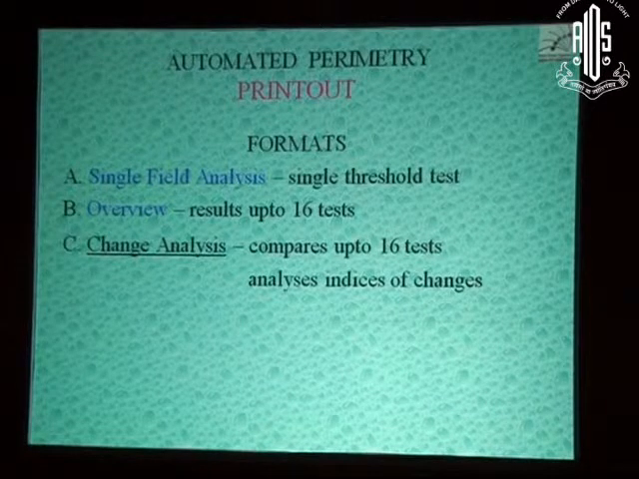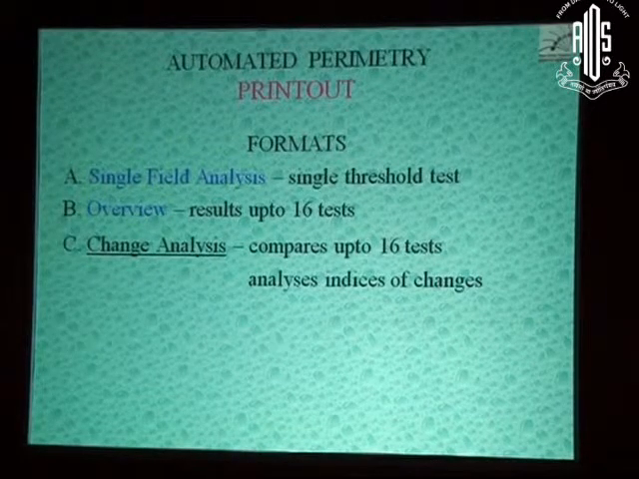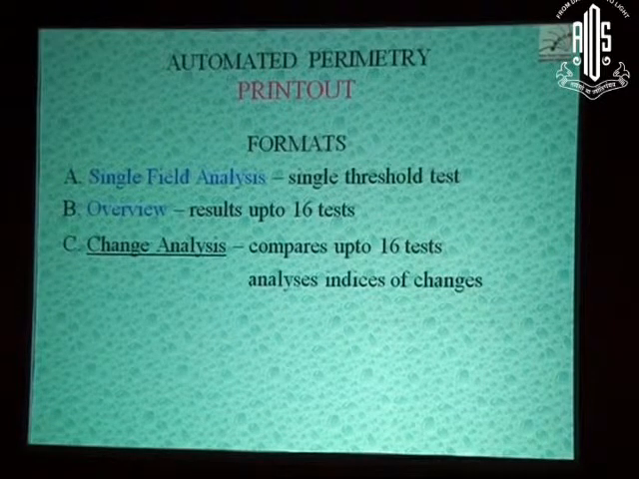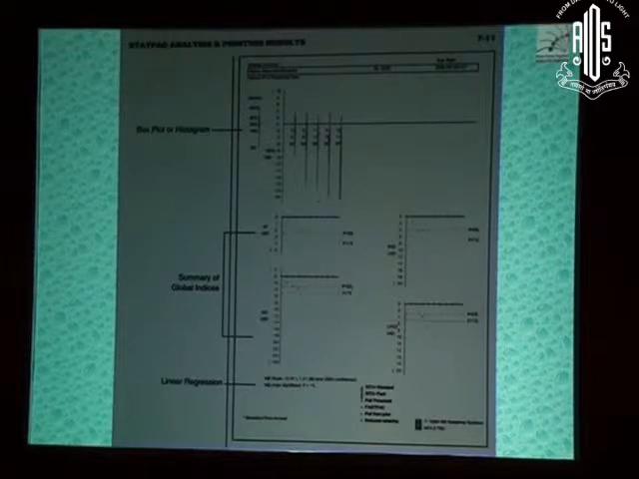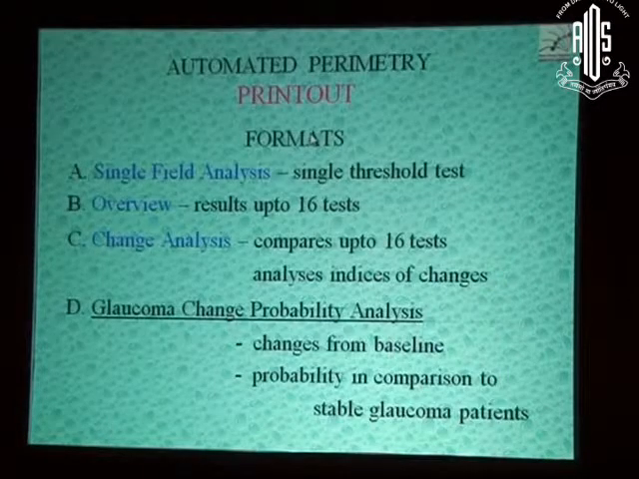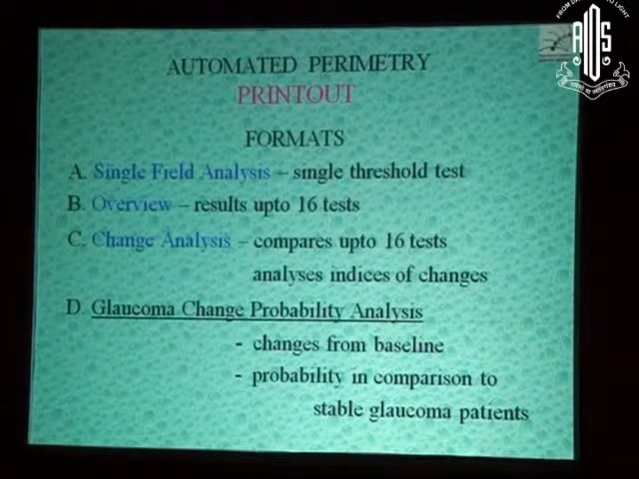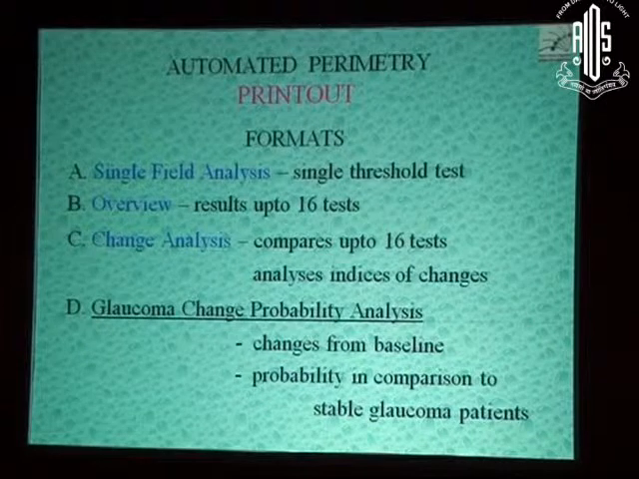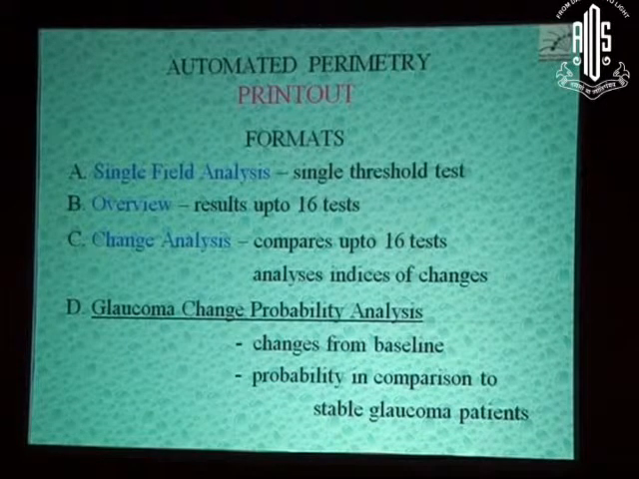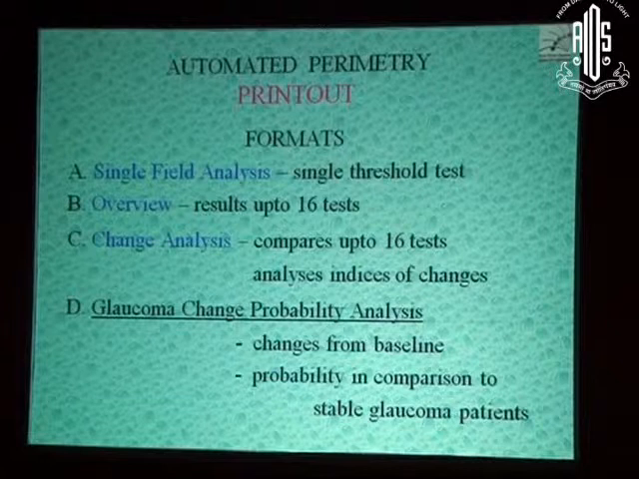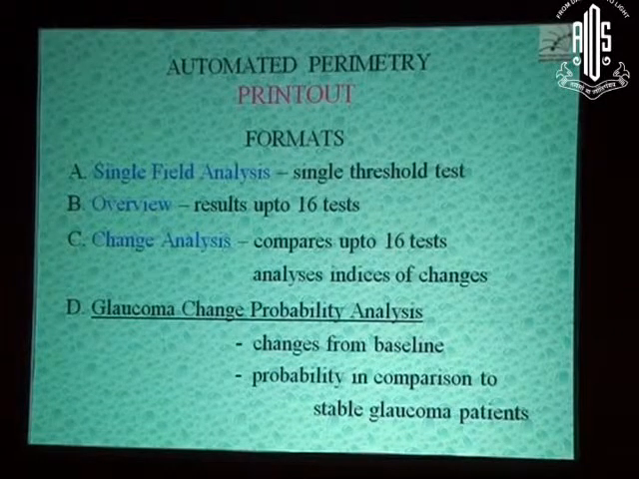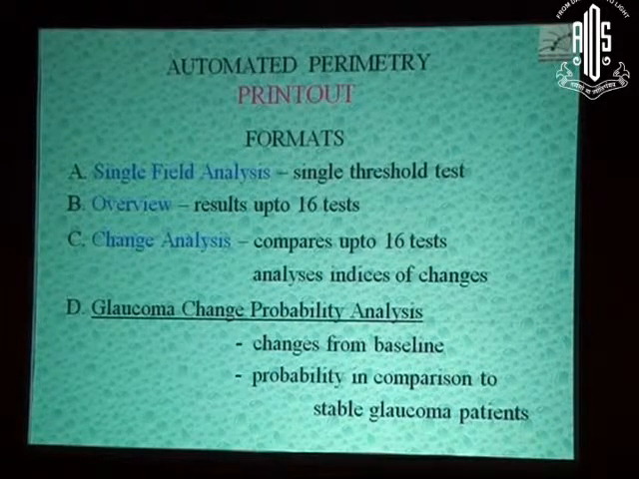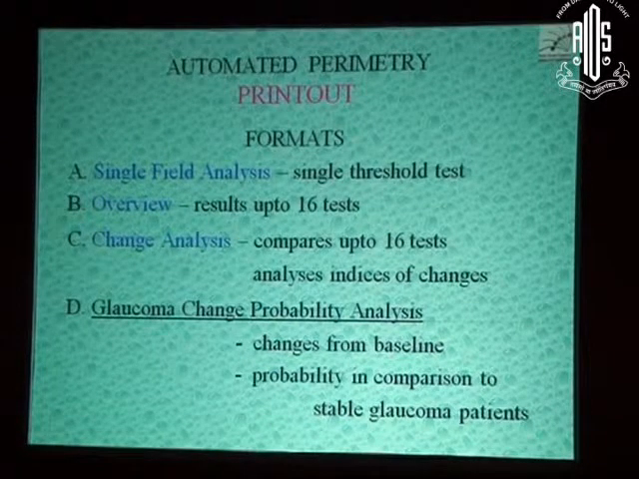The other is change analysis. It compares up to 16 tests and analyzes the indices of changes from the baseline, and it indicates them in this way, the box plot way. And lastly, the glaucoma change probability analysis. The Humphrey machine itself has a database of stable glaucoma patients, and depending on that database, it indicates whether the changes in the subject you tested are significant or different from the stable glaucoma patients. That is the change probability analysis printout.